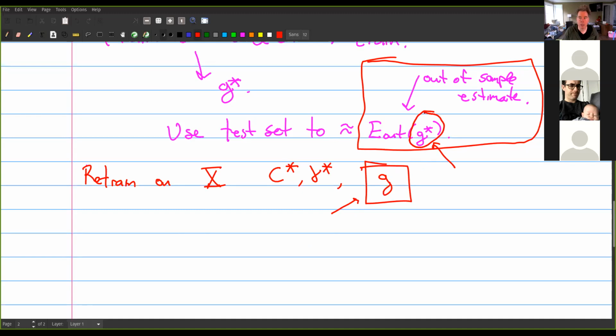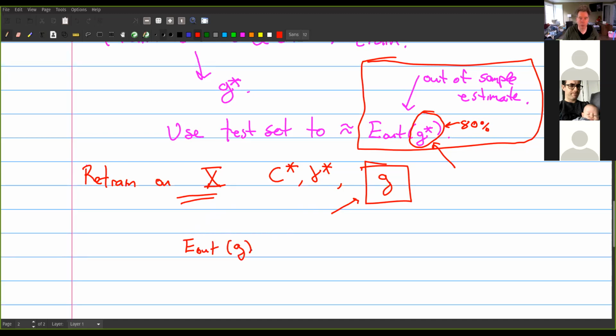Just for the train test split. Yeah, exactly. So G star only got to train on 80% of the data. So it had this out of sample error, but that's the out of sample error it had when it got to train on 80% of the data. So if you get to train now on 100% of the data, then your hypothesis is going to be even better.